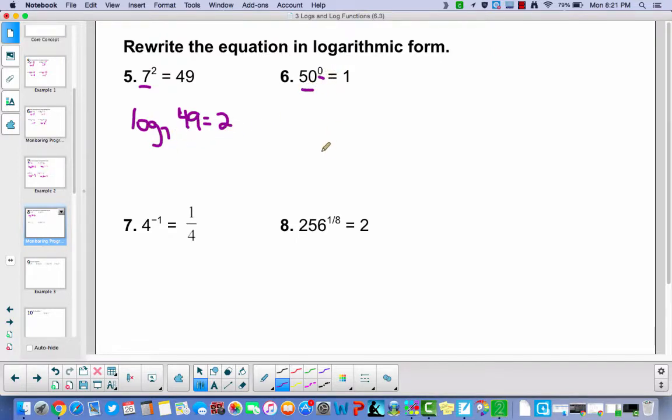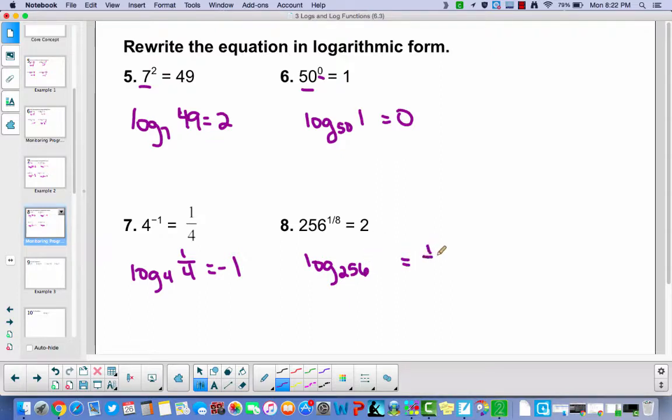Here's my base. Here's my exponent. Log base 50. My exponent is 0. What am I taking the log of? Again, what's my base? My base is 4. What's my exponent? Negative 1. What am I taking the log of? What's my base? 256. What's my exponent? 1/8. What am I taking the log of? Basically, every number has to get used. And so once you've figured out what the base and the exponent is, what's left over is what you're taking the log of.